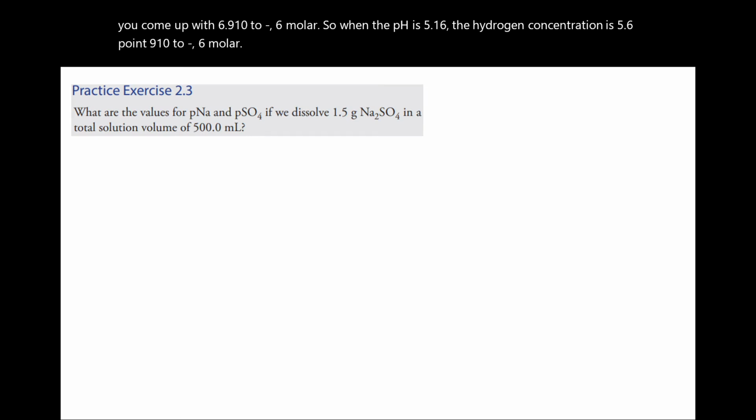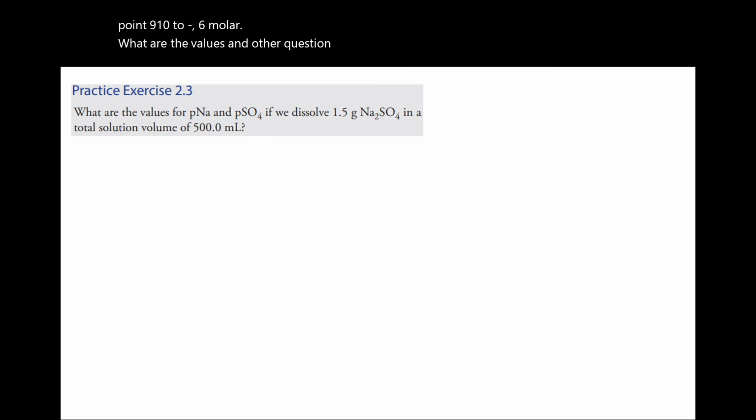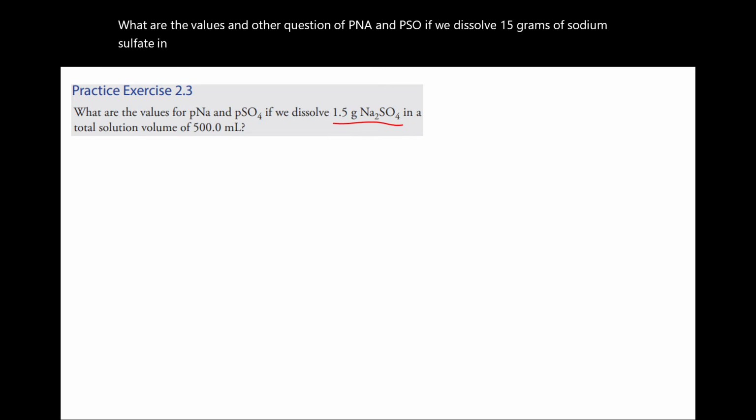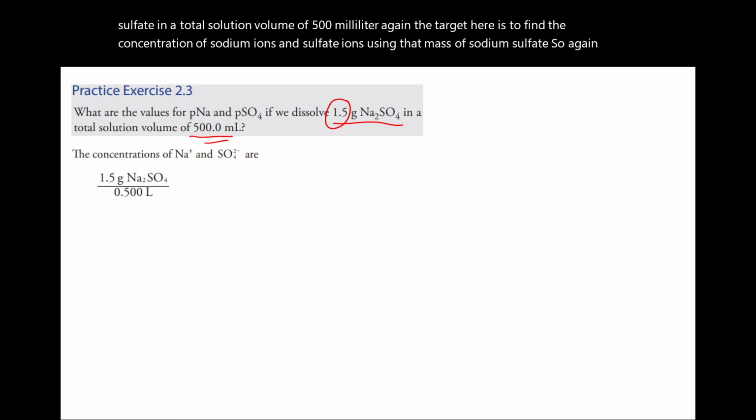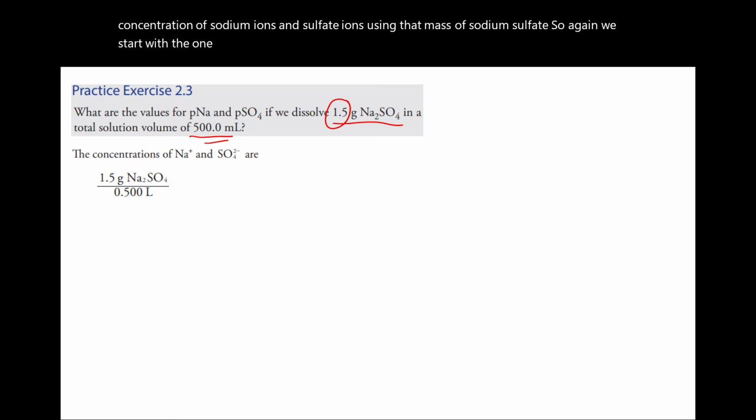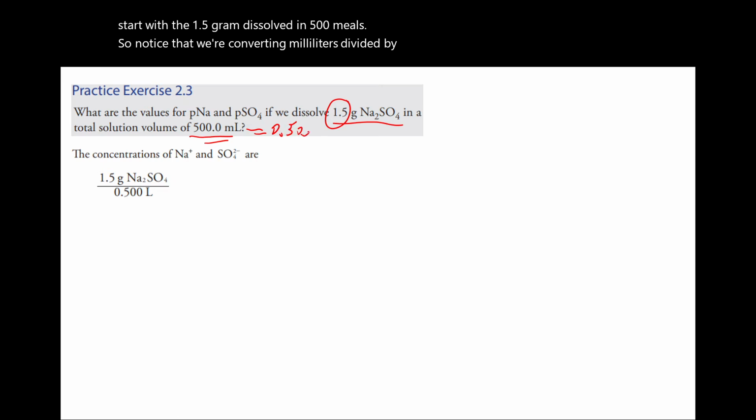Another question: what are the values of PNa and PSO4 if we dissolve 1.5 grams of sodium sulfate in a total solution volume of 500 milliliters? Again, the target here is to find the concentration of sodium ions and sulfate ions using that mass of sodium sulfate. So we start with 1.5 grams dissolved in 500 mL. Notice that we convert the milliliters by dividing by 1,000, and you come up with 0.500 liters.